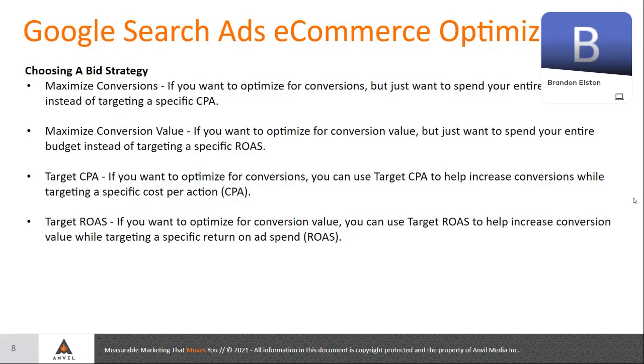Usually what we'll recommend is taking your cost per acquisition from your other bidding strategies like maximize conversions and setting those a few dollars short when setting up your target CPA. And that can, again, help drive down some of those cost per acquisition dollars.